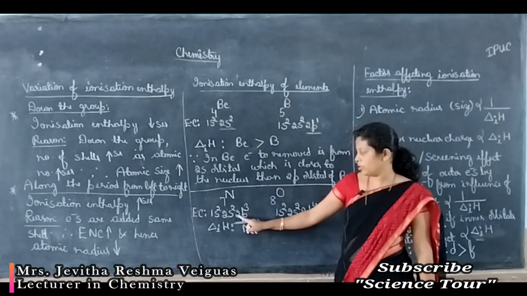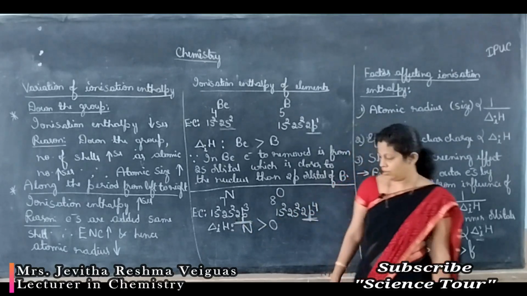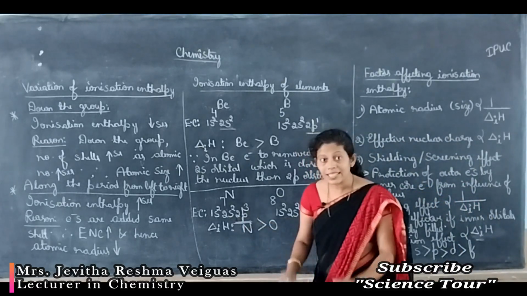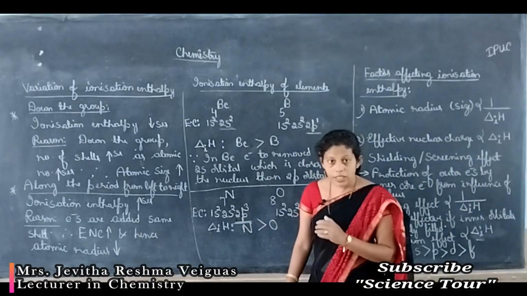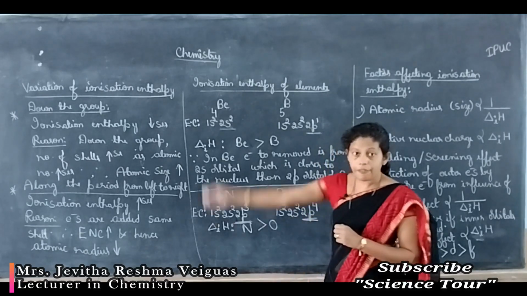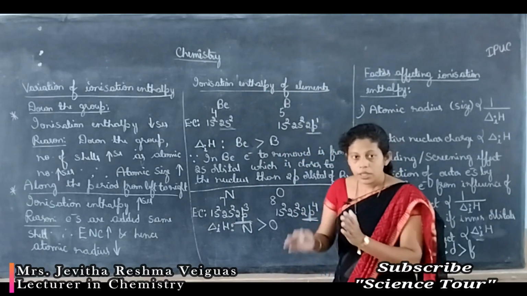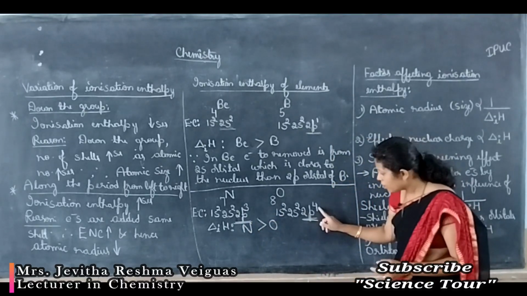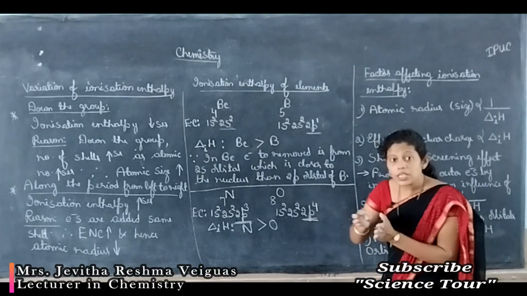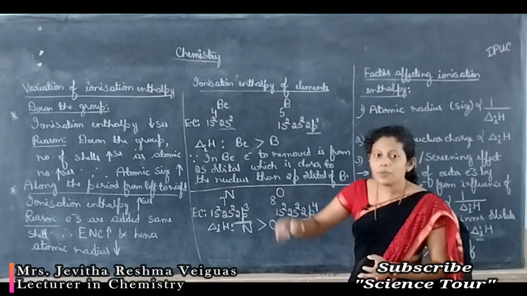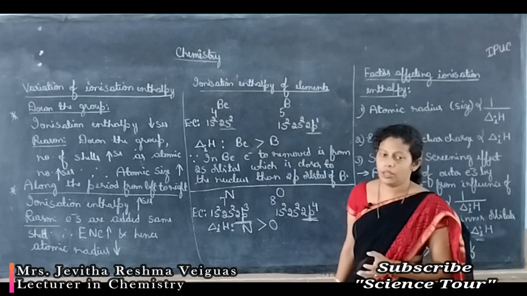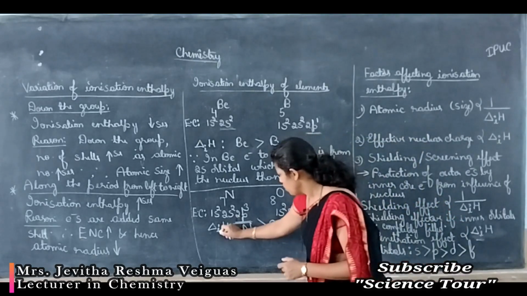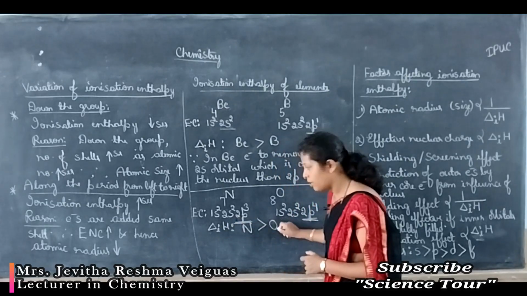Look at the configuration. Nitrogen 2p3, oxygen 2p4. In nitrogen, 2p orbital is exactly half filled, which is stable. If another electron is added, it will feel repulsion. So in oxygen, there is an extra electron which is more repelled. That's why it can be removed easily from the neutral gaseous atom of oxygen. So ionization enthalpy of nitrogen is greater than oxygen.